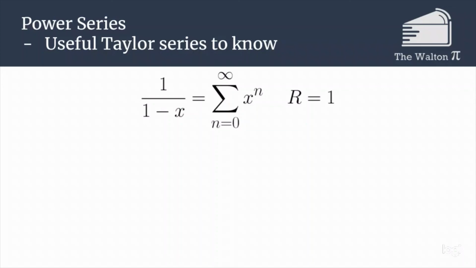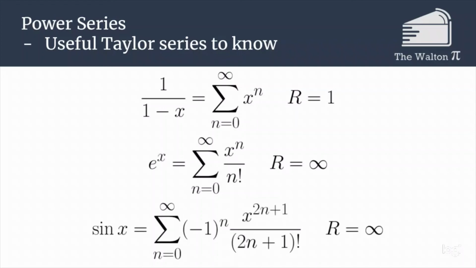So if f of x is 1 over 1 minus x, that is the sum from n equals 0 to infinity of x to the n, and this radius of convergence is 1. If we have e to the x, that's x to the n over n factorial, and that radius of convergence is infinity. If we have sine of x, that's negative 1 to the n times x to the 2n plus 1 all over 2n plus 1 factorial. That one also has a radius of infinity.